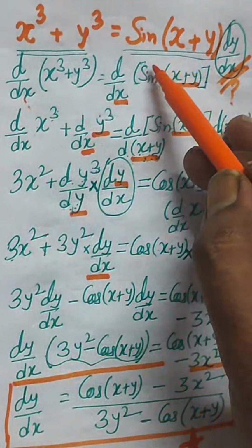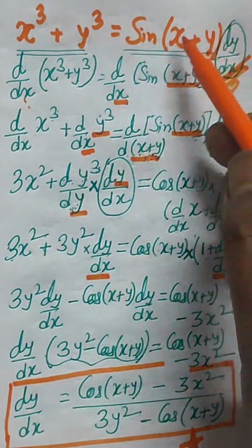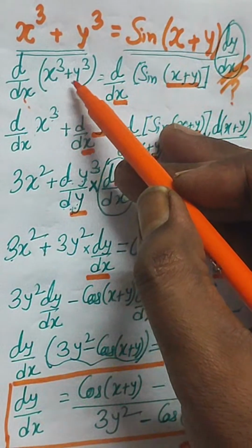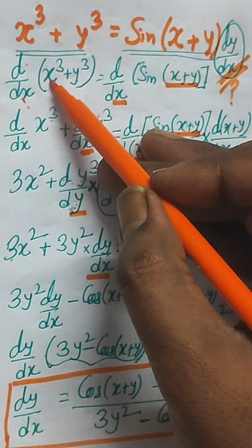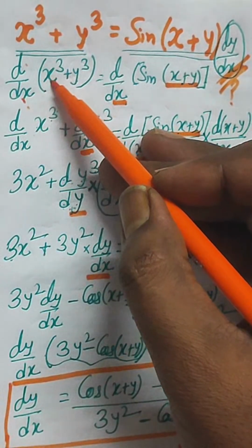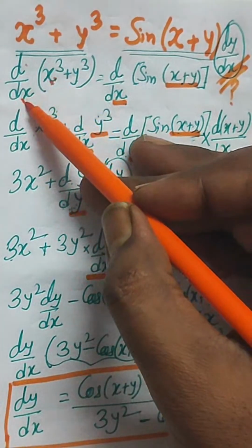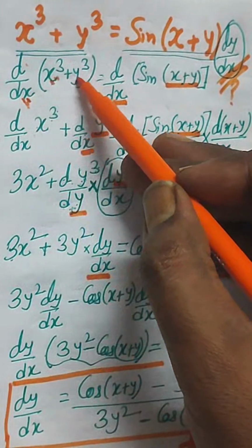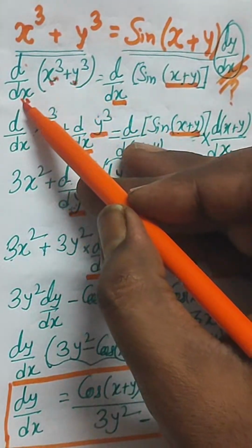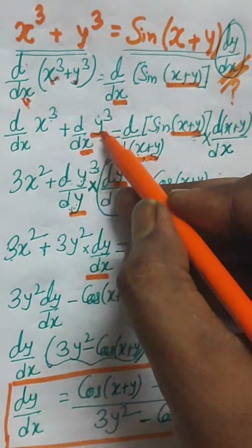But here, as we did in the second question, this was the first question. Here also we did the same thing. Differentiation of any variable in the form of x can be done directly, because you can see it is differentiated with respect to x. But here y could not be differentiated with respect to x. So that's why this was the difference.